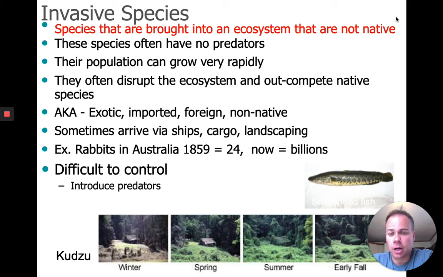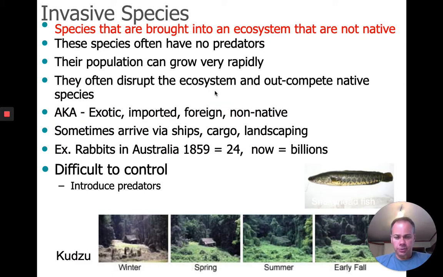Rabbits, for example, in Australia, they were brought there purposely. 24 rabbits were released into the wild in Australia in 1859. There are now billions of rabbits living in Australia, and they've become a pest, a nuisance. They've damaged the ecosystem.